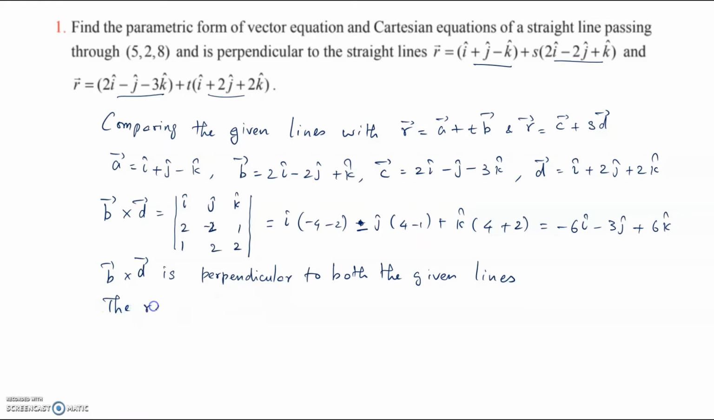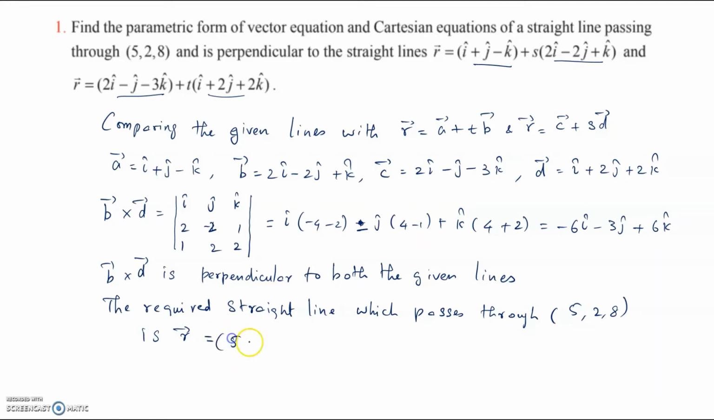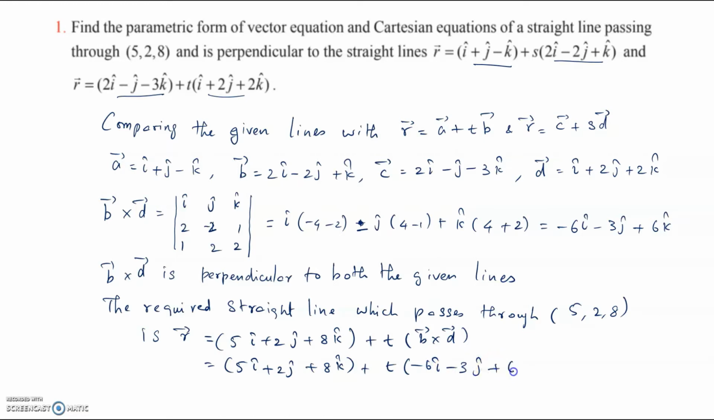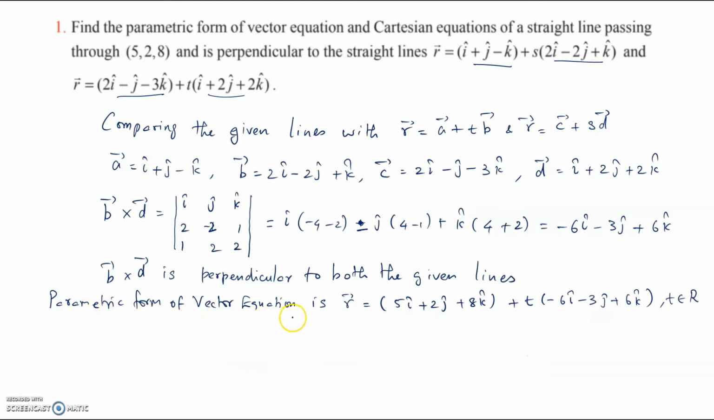Therefore, the required straight line which passes through the point (5, 2, 8) is r vector = 5i cap + 2j cap + 8k cap + t times the vector B cross D. B vector cross product with D vector, so that is 5i cap + 2j cap + 8k cap + t times (−6i cap − 3j cap + 6k cap). So the parametric form of the equation has been found.